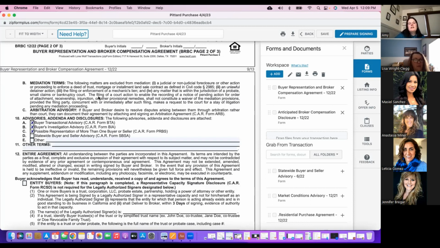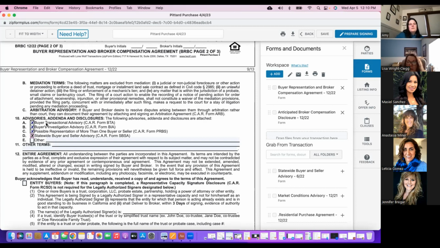Okay. Advisories, addendum, and disclosures. The following advisories, addenda, and disclosures are attached: the buyer transactional advisory, the buyer investigation advisory, and the possible representation of more than one buyer or seller are all attached. If you're going to include the statewide buyer and seller advisory, go ahead and check that box there and include it. If you include it here with your BRBC, then you don't have to include it with your offer. It's less to sign with the offer. I always include it at either one point or the other. And this would be the best place to include it so that they have a copy of it and they can read through it ahead of time.